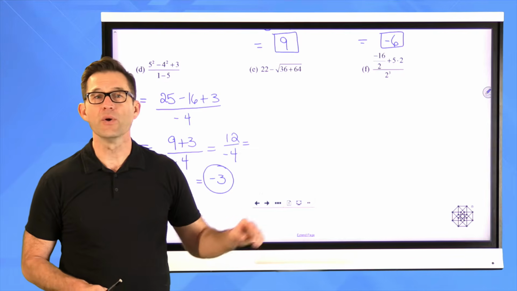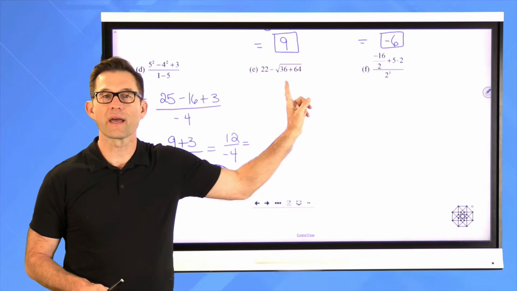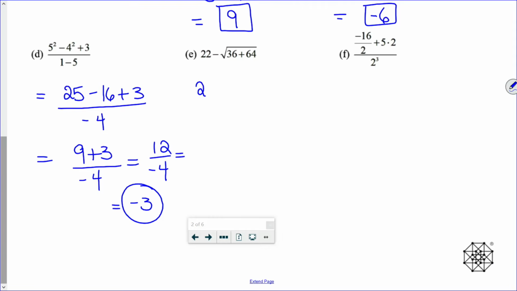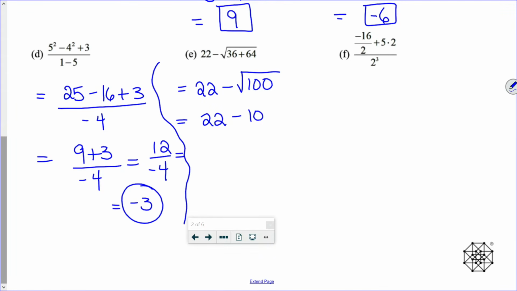All right, let's do it. As I said, in letter E, the first thing I want to do is add the 36 and the 64. When I do that, 36 plus 64 is 100. Now I want to think about what the square root of 100 is. Remember, the square root is the number you have to multiply by itself to get the number under the square root. So that's going to be 10. The square root of 100, 10 times 10. And of course, 22 minus 10 is just 12.